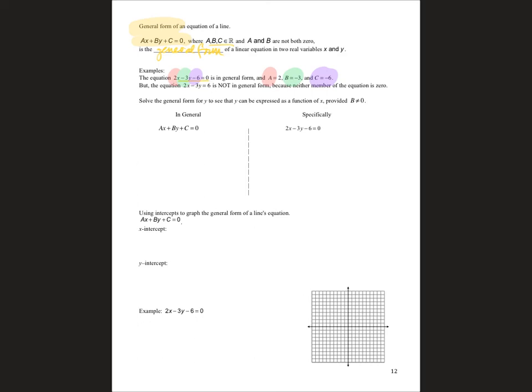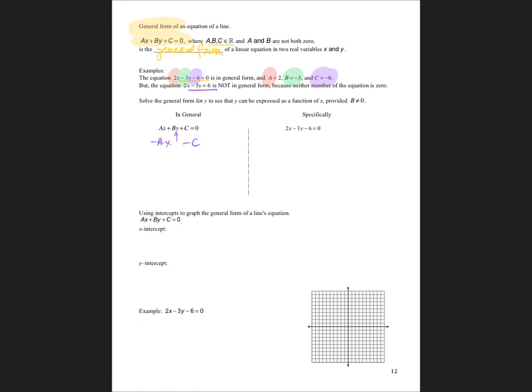But this isn't in general form, because the right-hand side is not equal to 0. So if I wanted to show different ways to rewrite this using A, B, and C instead of numerical values, I could easily solve for y here. This is just a little bit of practice. Oops, I can't talk and write at the same time.